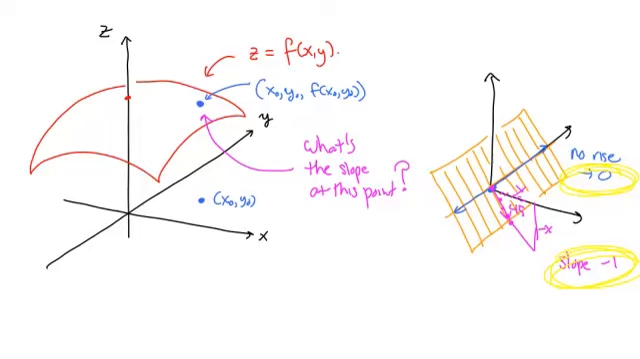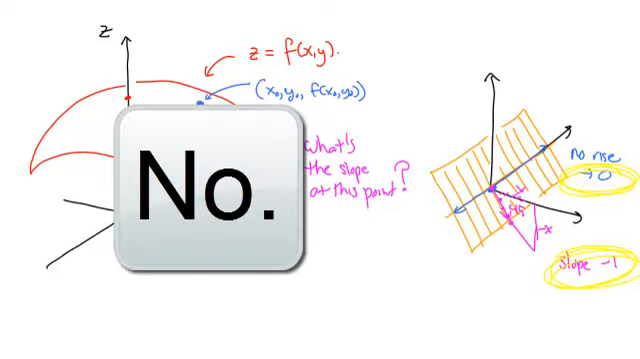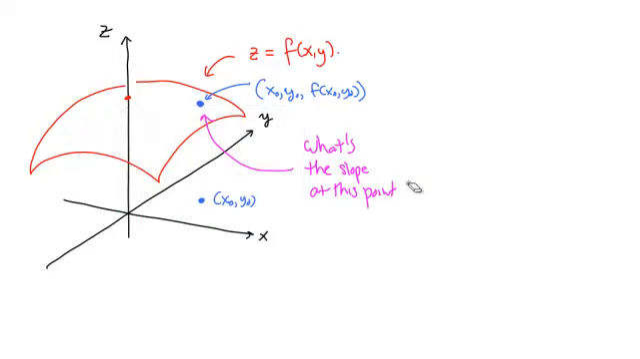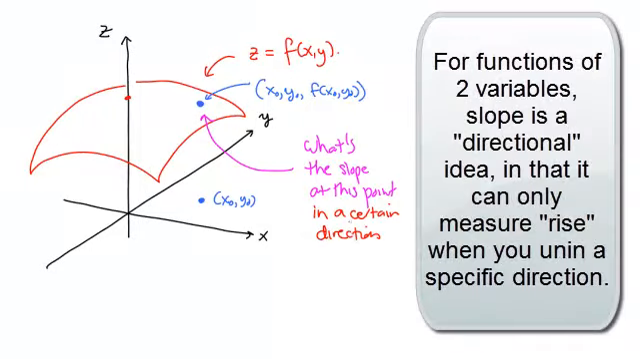So what's the slope supposed to be? Does it make sense to ask this? How will we fix this problem? We'll fix it by modifying the question. We won't ask for the slope at a point. We'll simply ask for the slope in a certain direction. And at least that question we have some hope of being able to answer.